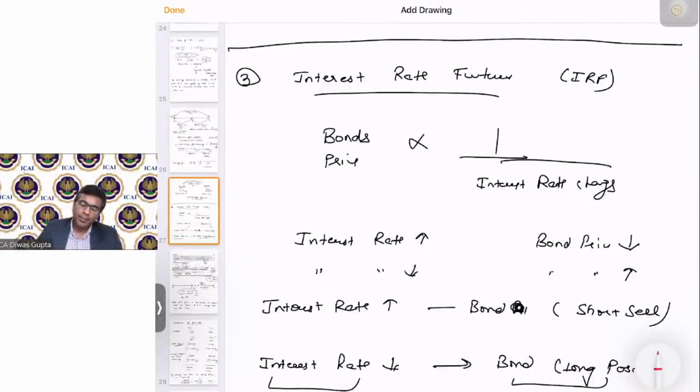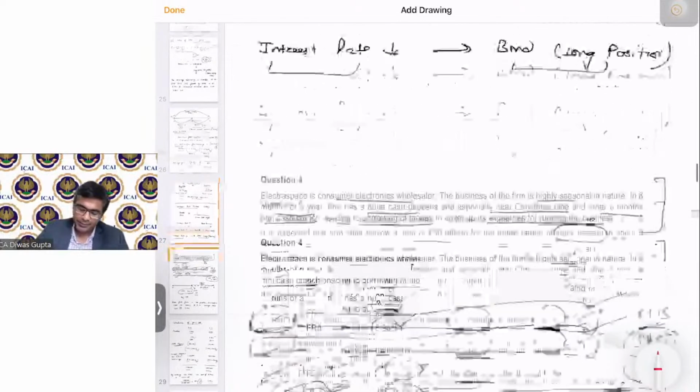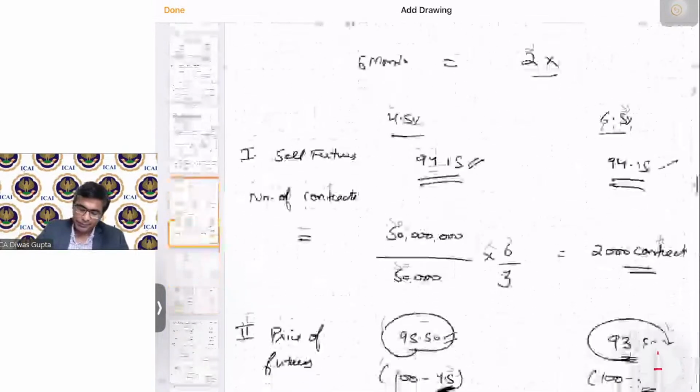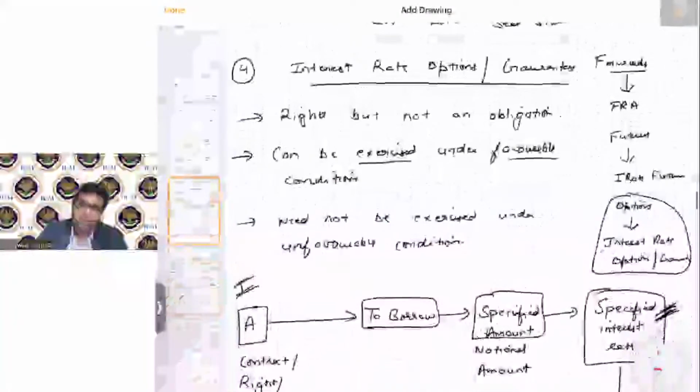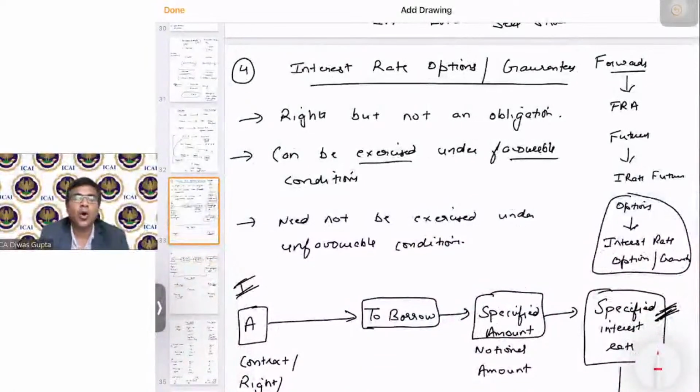If we are hedging for interest rate going up, we will hedge for the bond prices going down. Similarly, if we are hedging for interest rate going down, we will cover for the bond prices going up. We have done some questions on this. Then we came to today's session, which is interest rate options or guarantees. Here we said that there are different options available, and two types of options we studied. One is the cap option and one is the floor option.